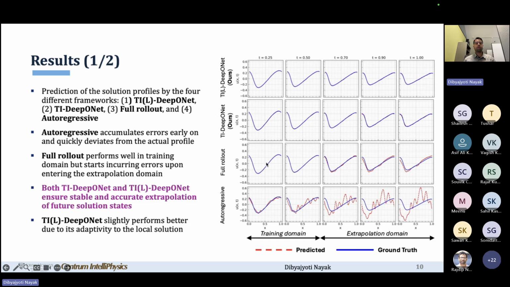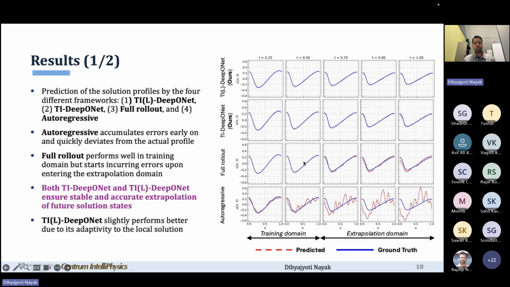Now, in the full rollout case, the predictions are much better. Especially in the training domain, what the DeepONet full rollout is doing is basically interpolation. This is a well-established fact that neural operators are very good at interpolation, and this is what is observed here as well. In the training domain, since full rollout had access to the solution for these time steps, it was able to construct a set of learned basis functions and coefficients which very accurately represent the solution states in this training domain.